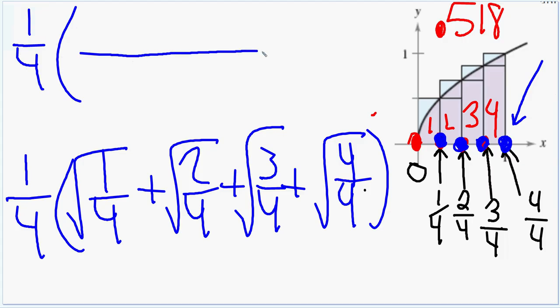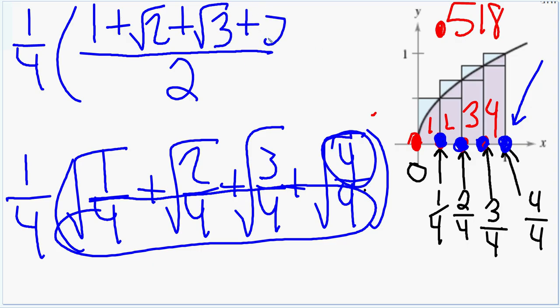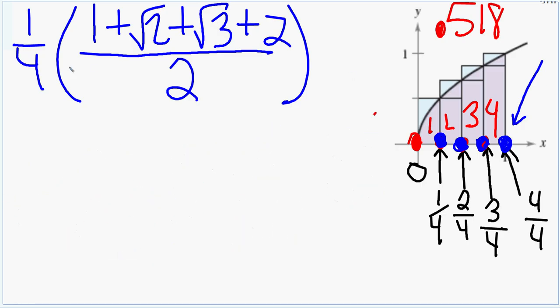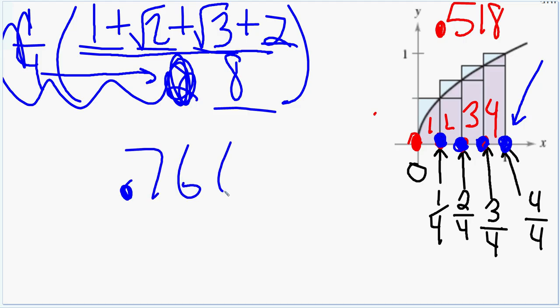Again, all the denominators are root 4's, so those are all going to just turn into 2's. And then in my numerator, the root of 1 is 1. And then I'll have a root 2 plus a root 3. And the root of 4 here is 2. Once again, to make the calculator work easier, I would multiply the 4 here in the denominator and turn that into an 8. And then I would add my numerators. 1 plus root 2 plus root 3 plus 2, all divided by 8, gives me 0.768. That's my right endpoint sum, or upper sum, my overestimate.